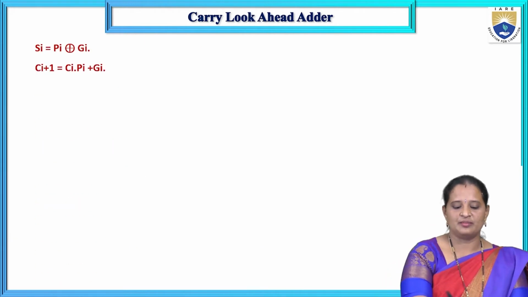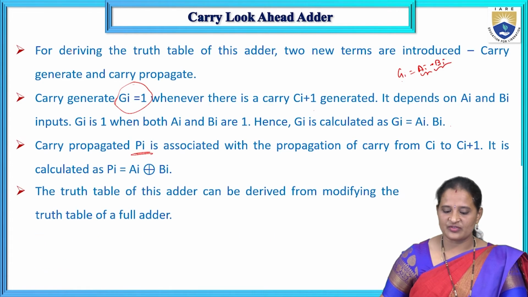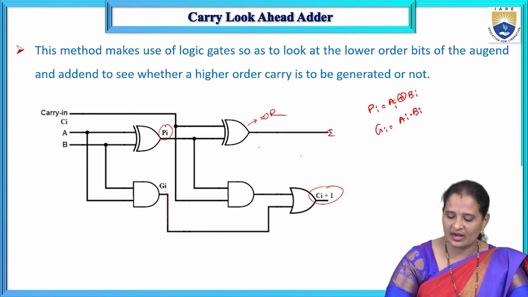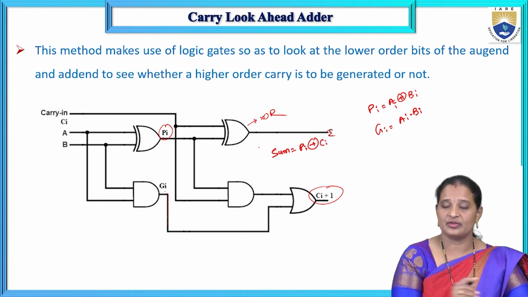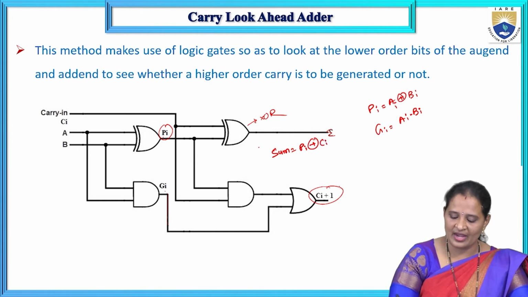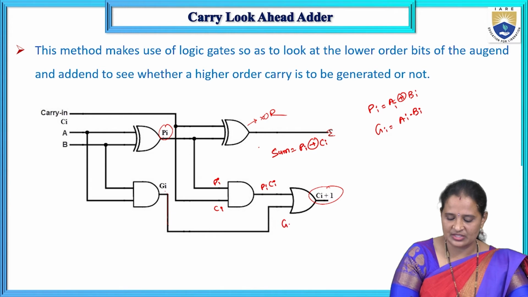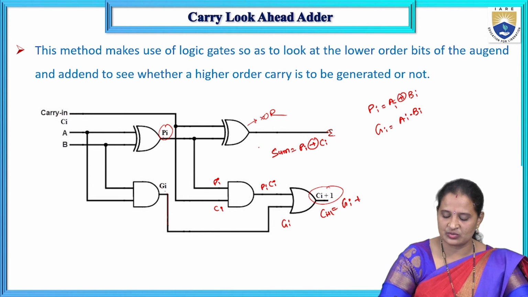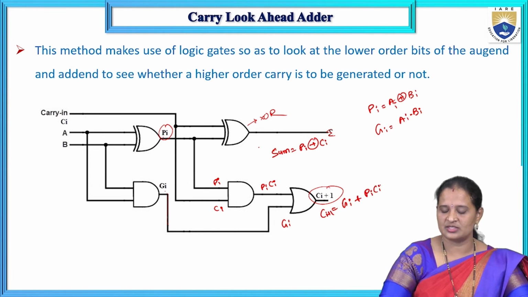So based on the sum and carry, as we have seen in the logic circuit, we can write the sum output as PI XOR CI. Whereas the carry output can be obtained as PI into CI, and this one is GI. So CI plus 1 equals GI plus PI into CI, right?